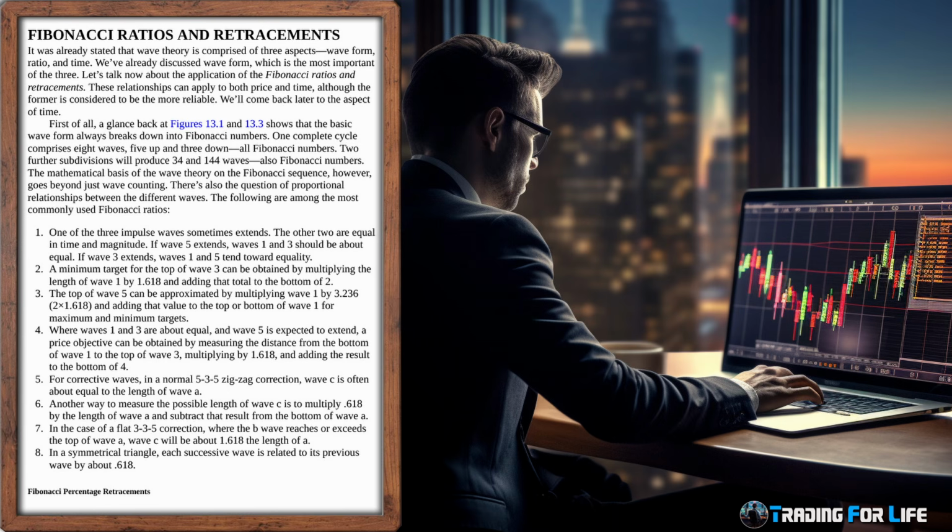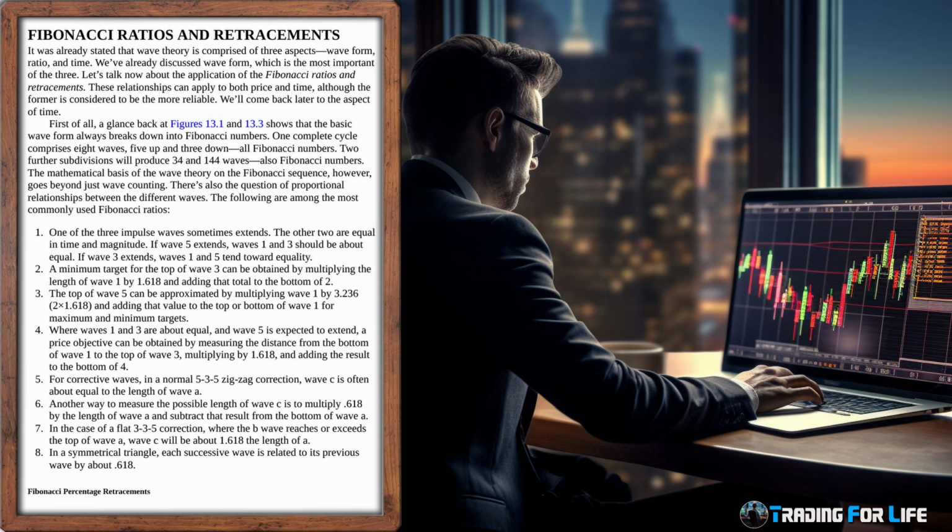3. The top of wave 5 can be approximated by multiplying wave 1 by 3.236 to 1.618 and adding that value to the top or bottom of wave 1 for maximum and minimum targets. 4. Where waves 1 and 3 are about equal and wave 5 is expected to extend, a price objective can be obtained by measuring the distance from the bottom of wave 1 to the top of wave 3, multiplying by 1.618 and adding the result to the bottom of 4.